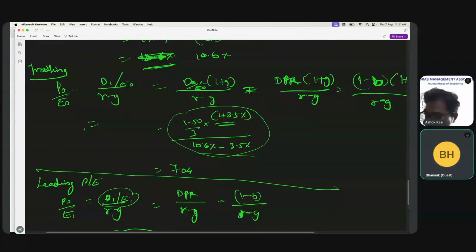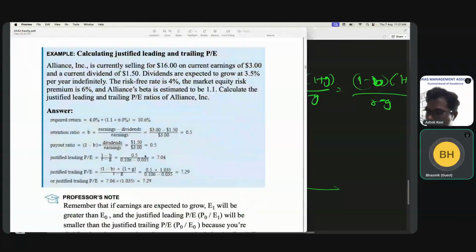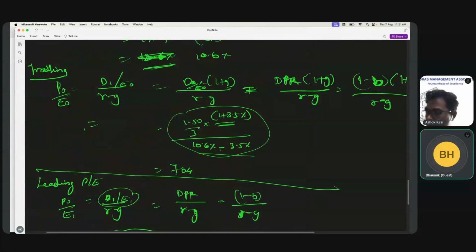You calculated it or not? This one. I did 0.5 DPS upon R minus G, DPR upon R minus G. Why? Because there is 1 plus G also mentioned in the formula. Yeah, here also I actually mentioned that 1 plus G. I thought that I did it. Sorry. So this is wrong.